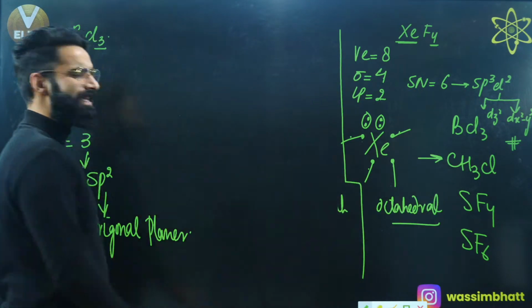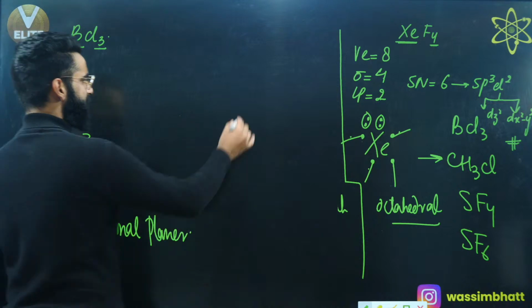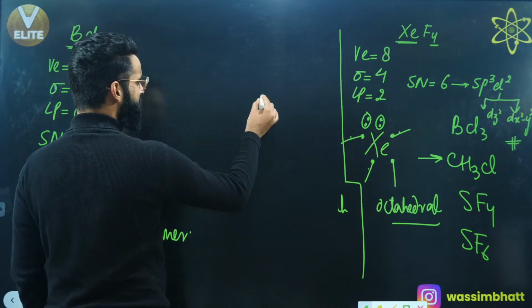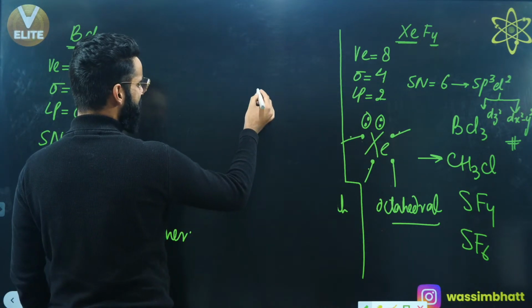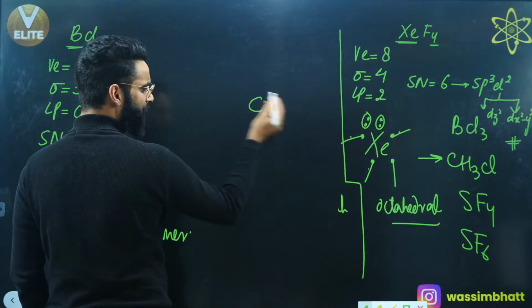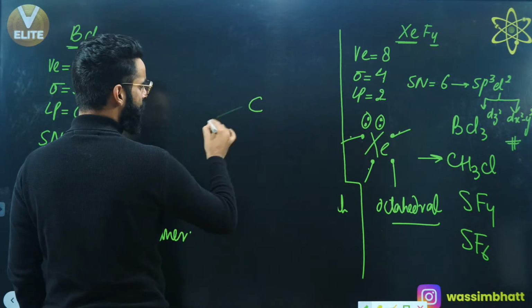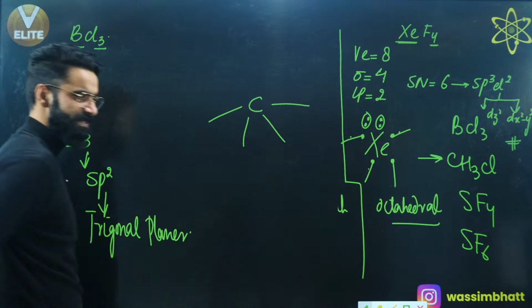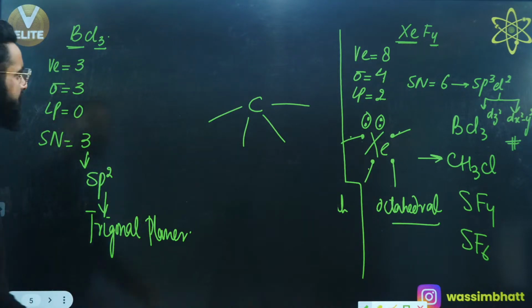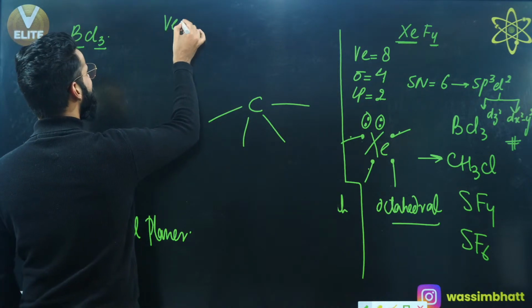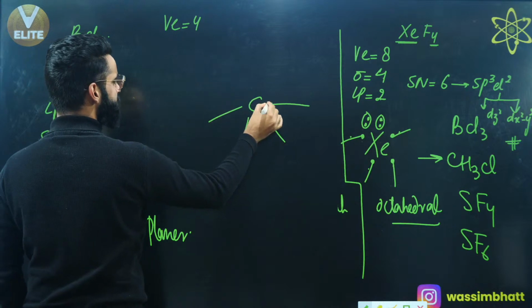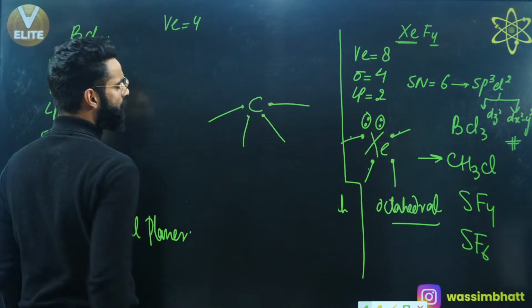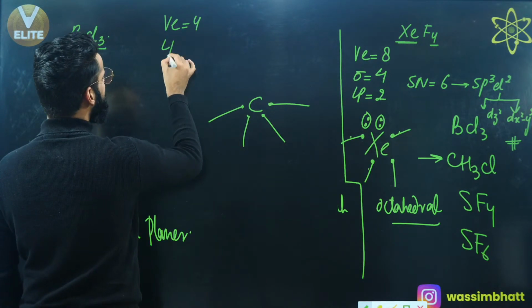CH3Cl, correct? CH3Cl. See, guys. If I make CH3Cl, for example, carbon is forming 4 bonds, right? 1, 2, 3, 4. 4 bonds it's forming. Rough structure I'm making, right? Since carbon has 4 valence electrons, out of 4 valence electrons, it's using all these 4 valence electrons for the bonding, so there won't be any lone pair on carbon.